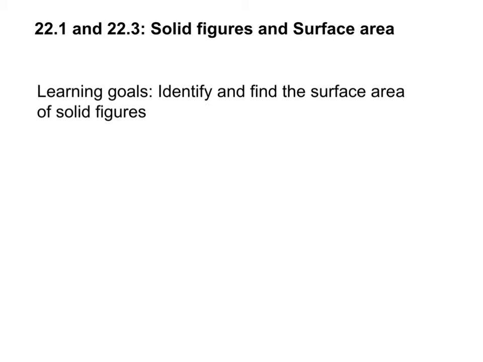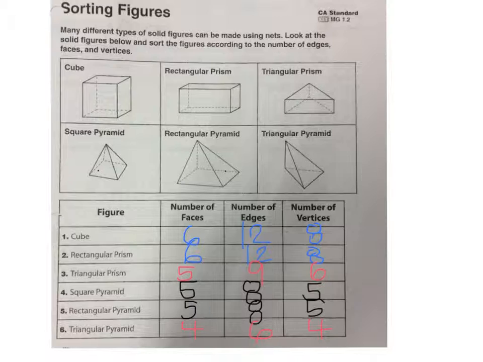Okay, so we are combining chapters 22.1 and 22.3. We're going to skip 22.2 because we don't need that one. Okay? 22.1 is about identifying or naming different solid figures. So we're going to be able to do that by the end of today's math lesson, and also to find the surface area of various solid figures. So this chart shows how many faces, how many edges, and how many vertices each 3D figure has.